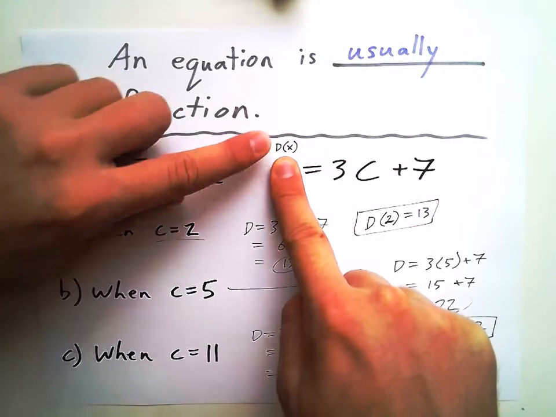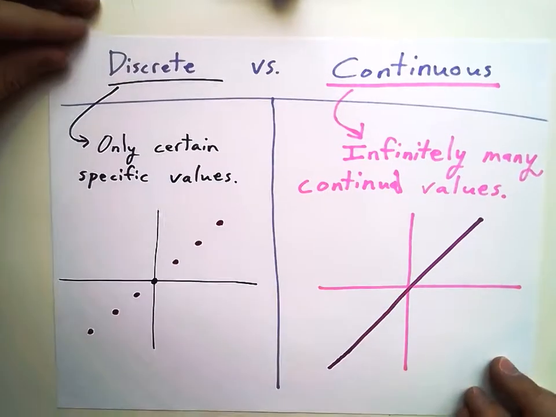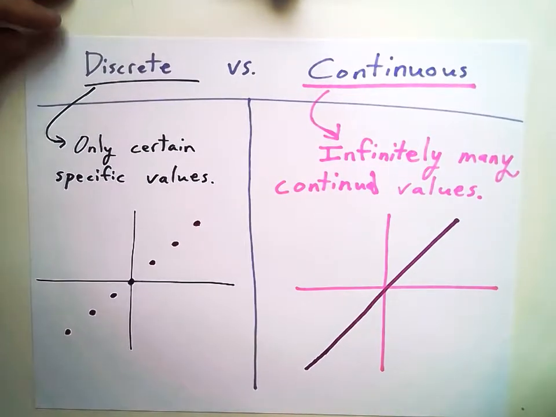If it says d of x or f of x, sometimes instead of y equals, you'll see f of x equals. It means the same exact thing. I think you've seen that before though.